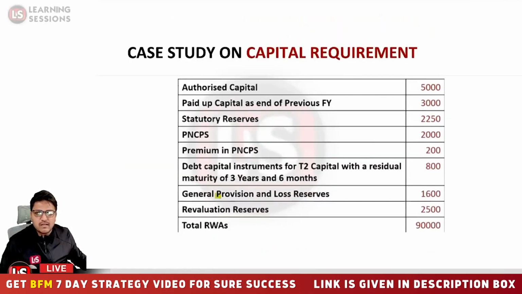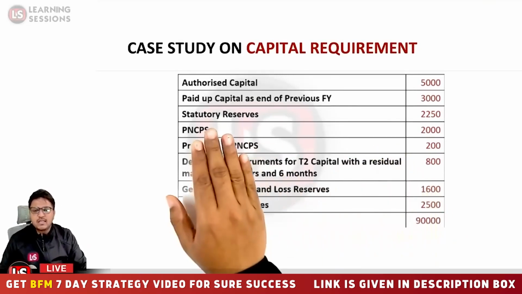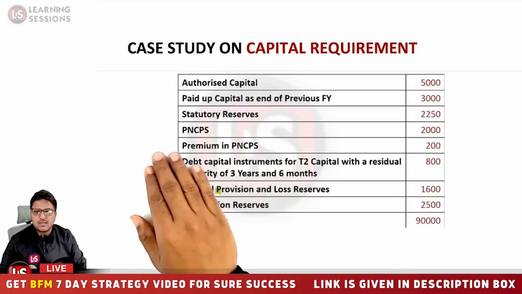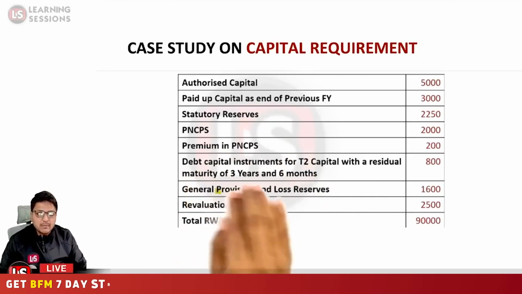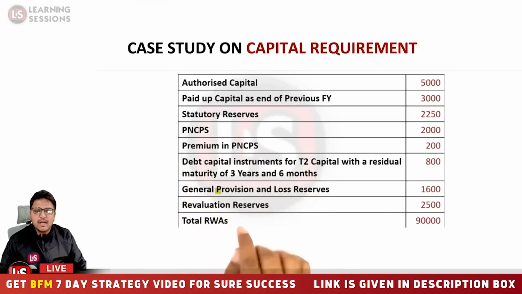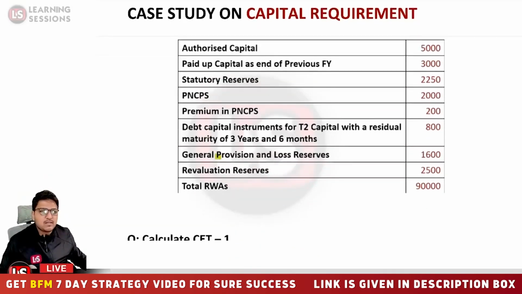So here is a case study based upon the capital requirement. We are provided with different components like authorized capital, paid up capital, statutory reserves, PNCPS, share premium, debt capital instruments, general provisions and loss reserves, revaluation reserves, and total risk weighted assets. Okay, so these are the different components provided to us, and as per the first question, we need to calculate the CET1.